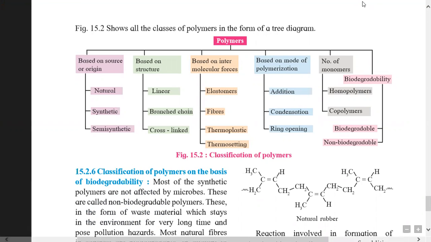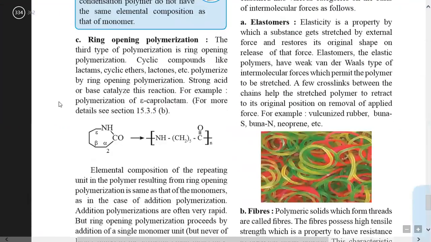We had already studied in the previous lecture the classification based on origin of polymers, then classification based on structure, and classification based on intermolecular forces. Today we will study the classification based on mode of polymerization, then number of monomers and biodegradability. So these types of classification we will study today.